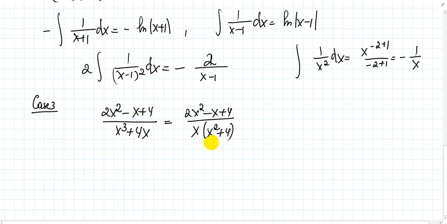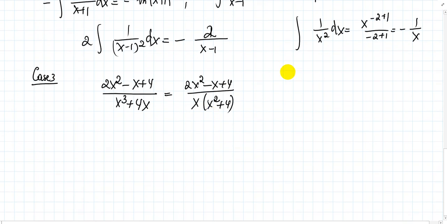I cannot write this as a multiplication of linear functions, right? Do you remember what we call a linear function? Like kx plus b, right? Or ax plus b, right? So I cannot write x squared plus 4 as a multiplication of linear functions, right? So this is case 3, where the denominator cannot be split into linear factors. In this case, we are going to write this as A divided by x plus something over x squared plus 4. And on the numerator, so do you see?